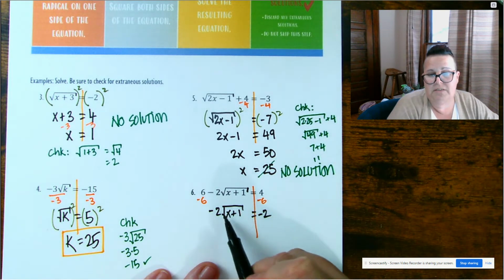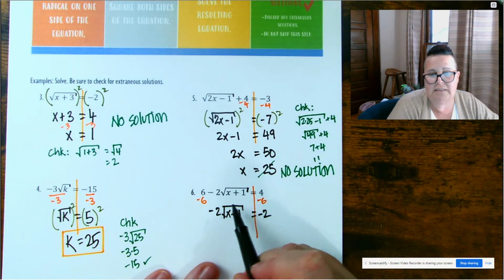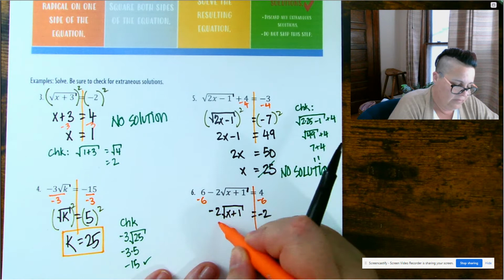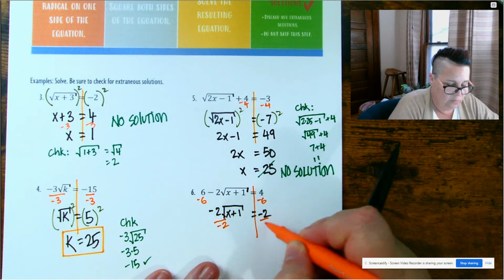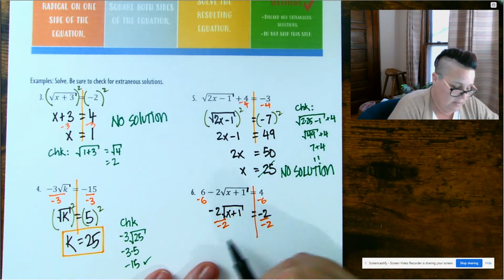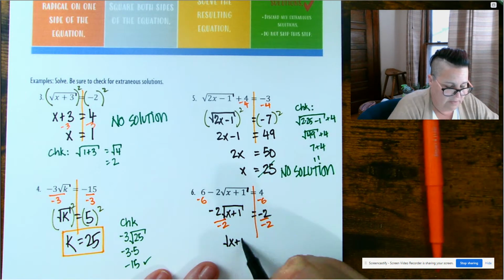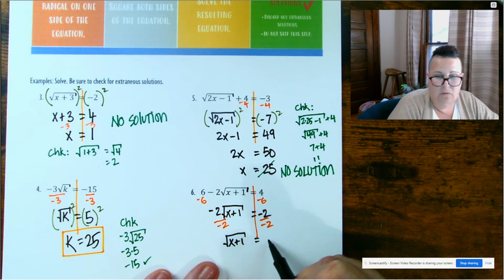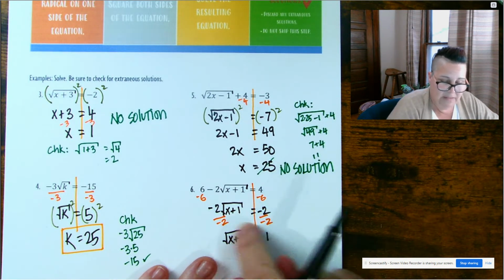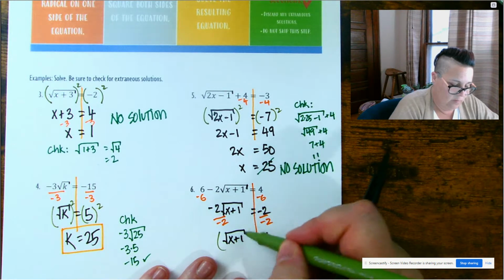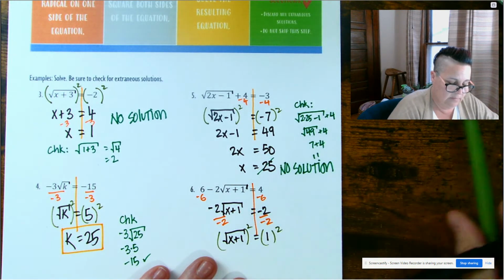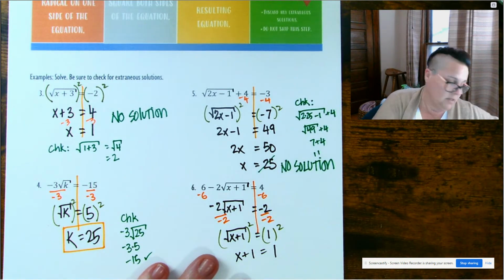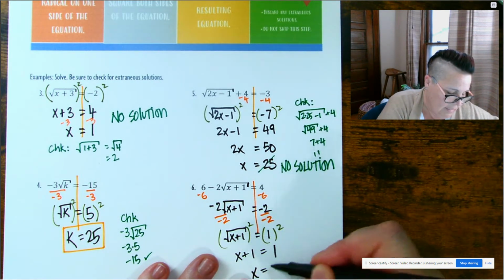Square root of x plus 1, this is the part I'm trying to isolate. I want to get that square root all by itself. It's being multiplied by a negative 2, so I'm going to divide by a negative 2 on both sides. This gets me the square root of x plus 1 is equal to 1. Now that that square root is isolated, I can square both sides. X plus 1 is 1. Subtract 1 to get my x, and I get x is 0.